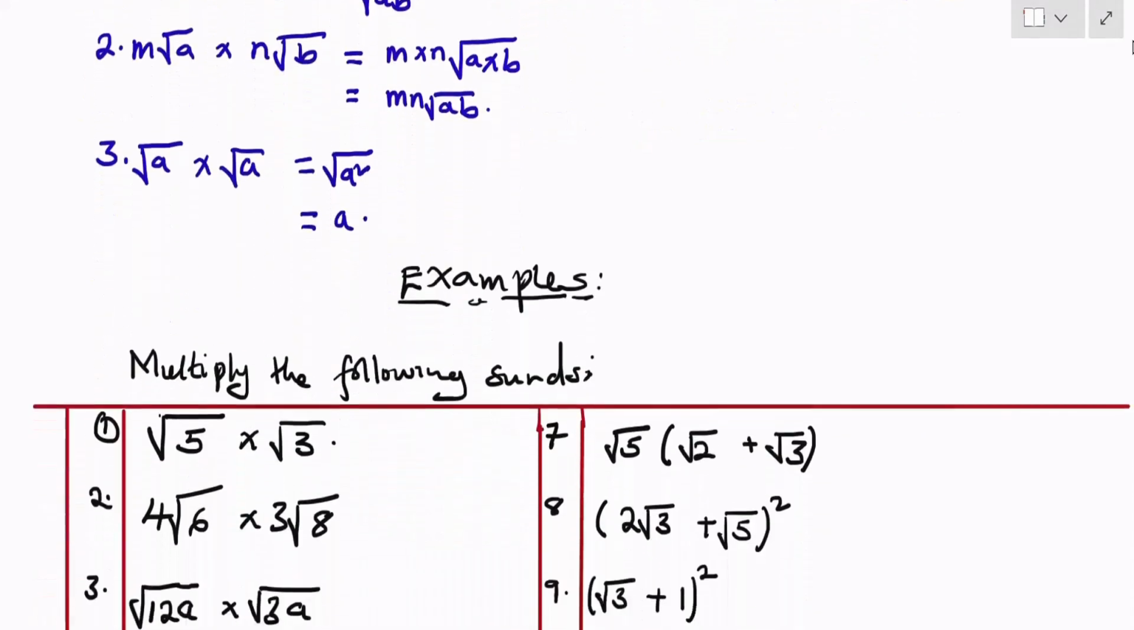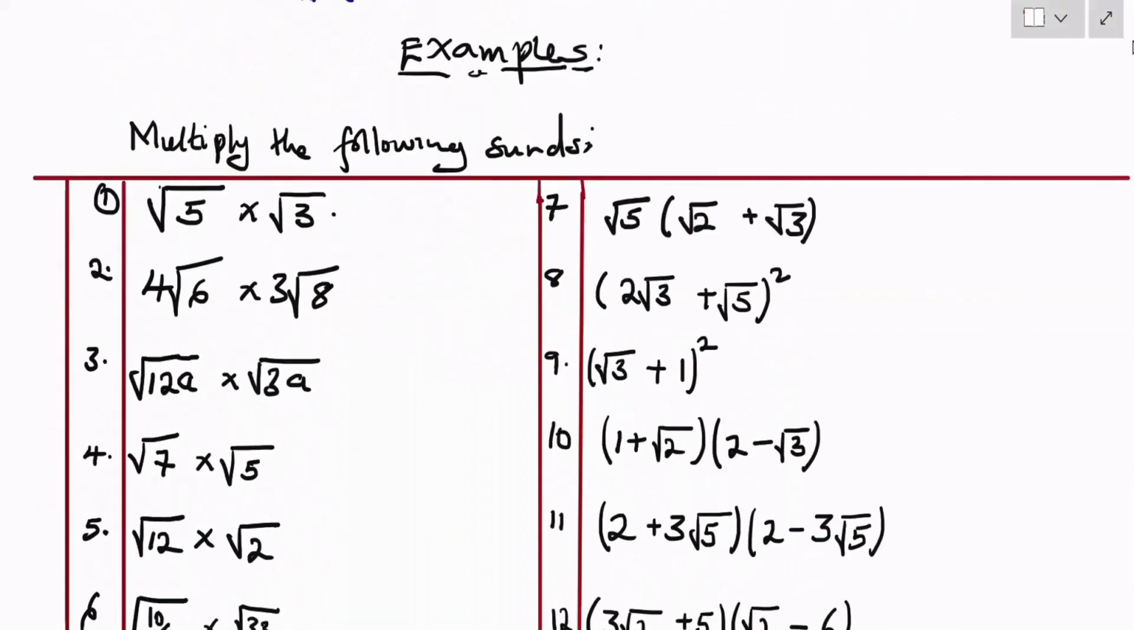Let's now have examples. It reads, multiply the following surds. We have number 1 to number 12. We are going to work out together those numbers that are odd: number 1, number 3, number 5, number 7, number 9, and lastly number 11. The rest are for you to practice, and you will drop the answers in the comment section. Let's now kickstart on number 1.